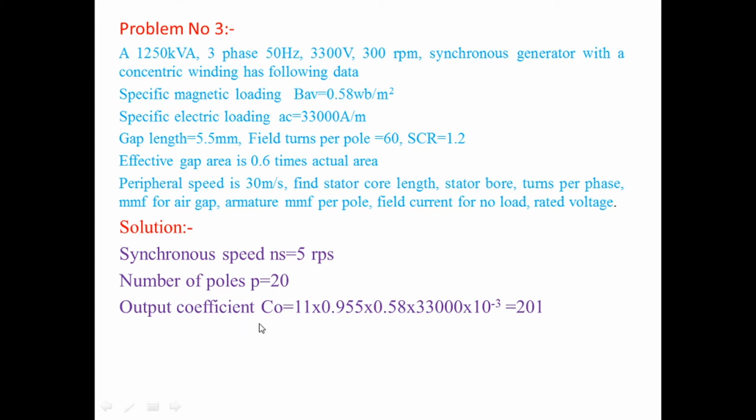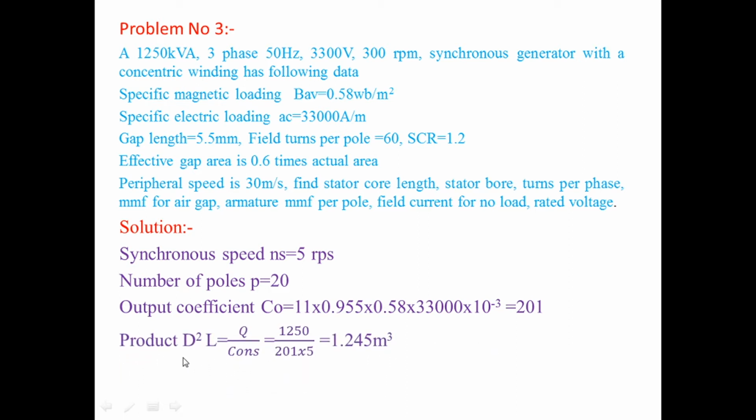So output coefficient C naught is given by 11 into Kw into BAV into AC into 10 to the power minus 3. Kw is 0.955. If it is not given in the problem, you can write it as assuming the stator winding factor as 0.955. We can write it sentence-wise. So 0.955 into 0.58, the specific magnetic loading BAV, into 33,000, the specific electrical loading, into 10 to the power minus 3. So you will be getting around 201 as the output coefficient.